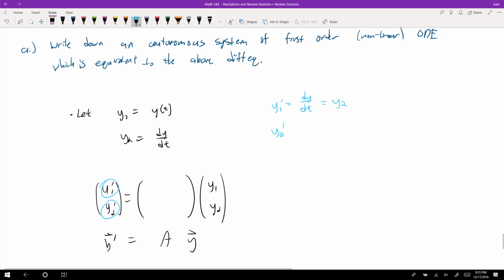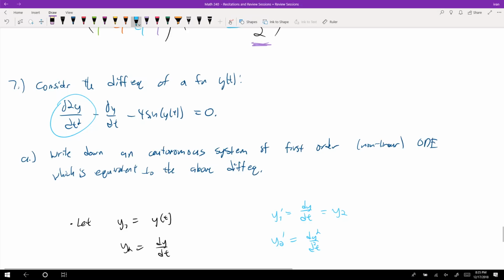Okay, so y2 prime is equal to d²y/dt². We don't really have the second derivative, but we can get it from up here. So we can solve this differential equation for d²y/dt², which is how you're supposed to write it. From above, d²y/dt² is dy/dt plus 4 sin(y(t)). So now we plug that in here: this is dy/dt plus 4 sin(y(t)). But again, we ask ourselves, what is dy/dt?